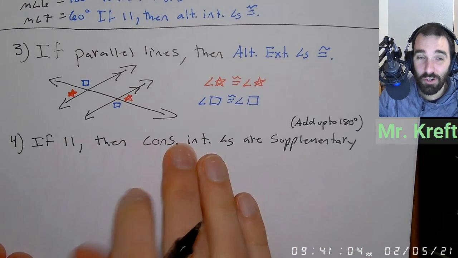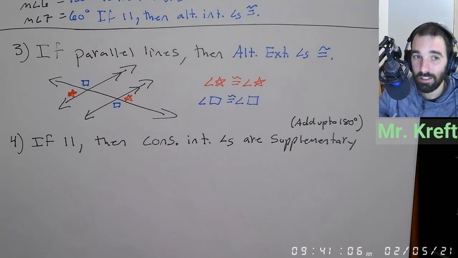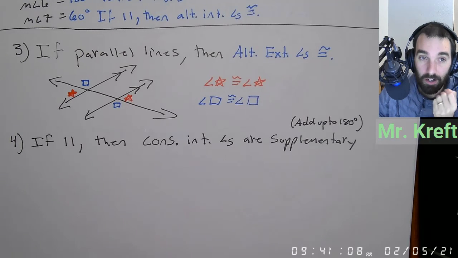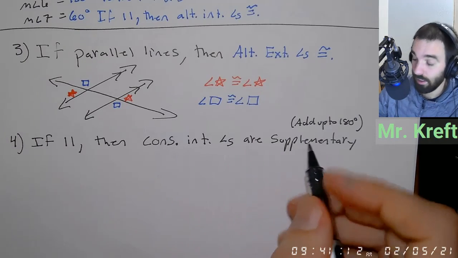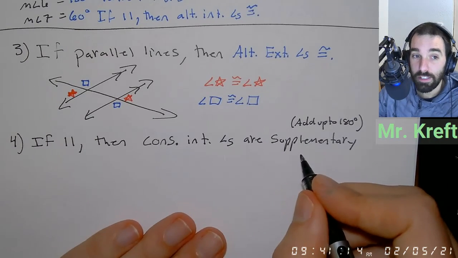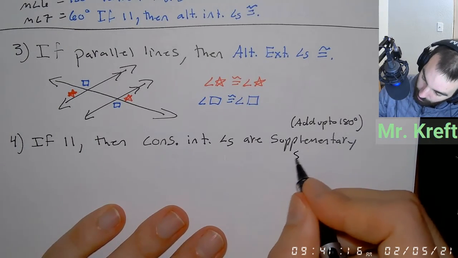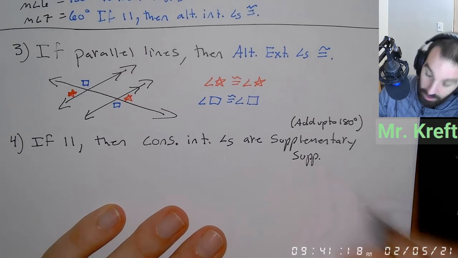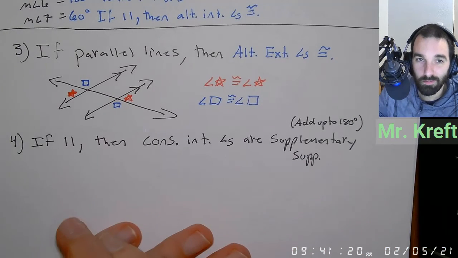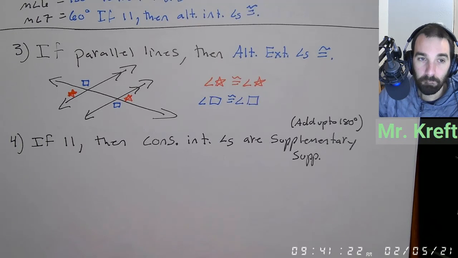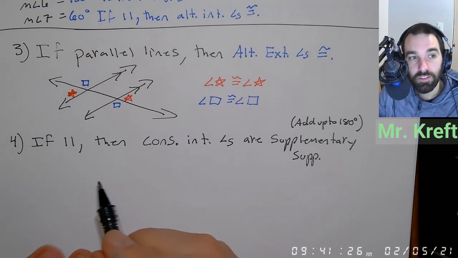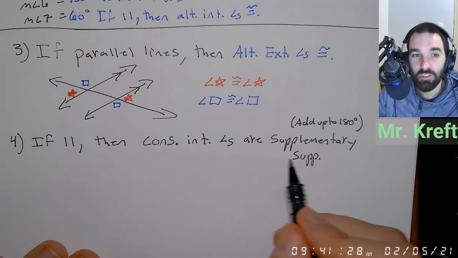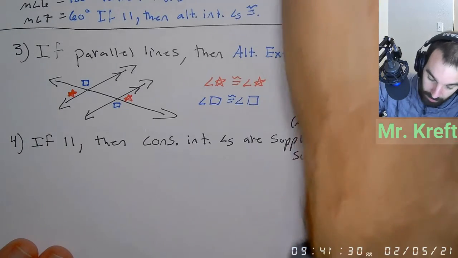So consecutive interior and linear pair have something in common, right? Linear pair add up to 180, consecutive interior add up to 180. If you want to abbreviate supplementary, I would abbreviate it as sup. Like, yo, what's up? Okay. So in this case, if parallel lines, then consecutive interior angles are supplementary.